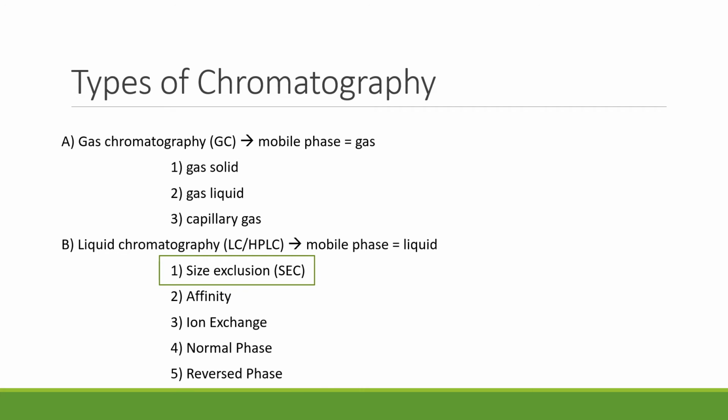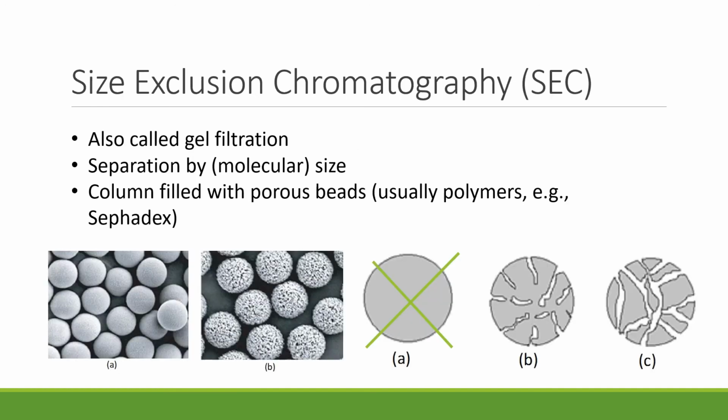So let's talk about some of the different types of liquid chromatography that we can see being used in the industry. These different techniques are often dependent upon the actual material or how the columns used for the stationary phase are created. The first one we're going to look at is size exclusion chromatography, or SEC. This may also, in some of your textbooks, be called gel filtration.